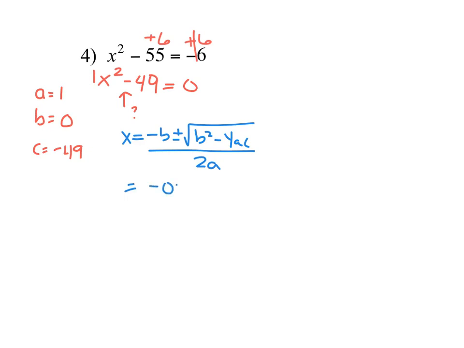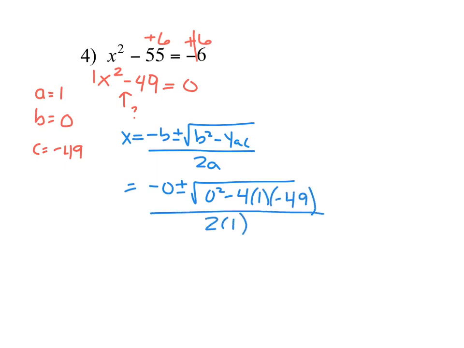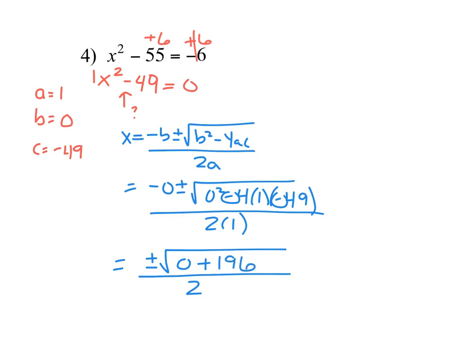Negative B, that's just negative 0. 0 squared minus 4 times 1 times negative 49 over 2 times 1. So that's 0. If you ever have 0 in front of a plus or minus, just leave the plus or minus. And then in the bottom here we have 2. 0 squared is 0, but you got a negative times a negative, which is a positive, and that's going to be 196. Just clean that up with plus or minus the square root of 196.